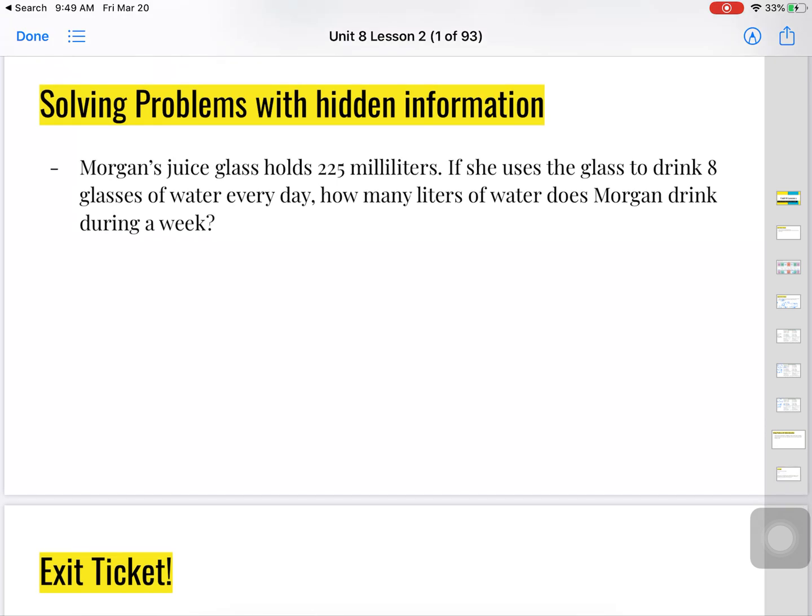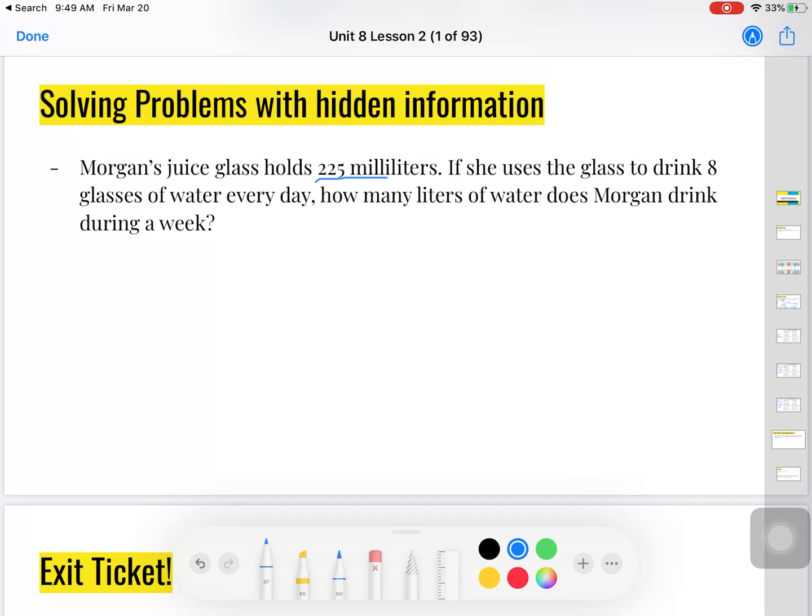Our next step is solving problems with hidden information. So sometimes in math, we're going to encounter problems that have this hidden information for us. And so we're going to look at this. Morgan's juice glass holds 225 milliliters. If she uses the glass to drink 8 glasses of water every day, how many liters of water does Morgan drink in a week? So we have 225 milliliters, 8 glasses per day. How many liters does Morgan drink in a week?